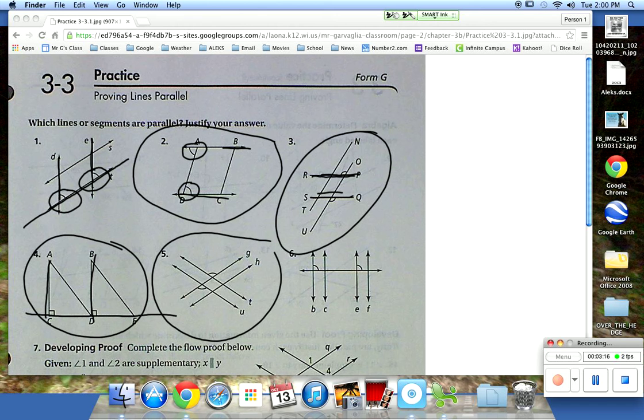Danny, number 5. We're not done yet here, sunshine.